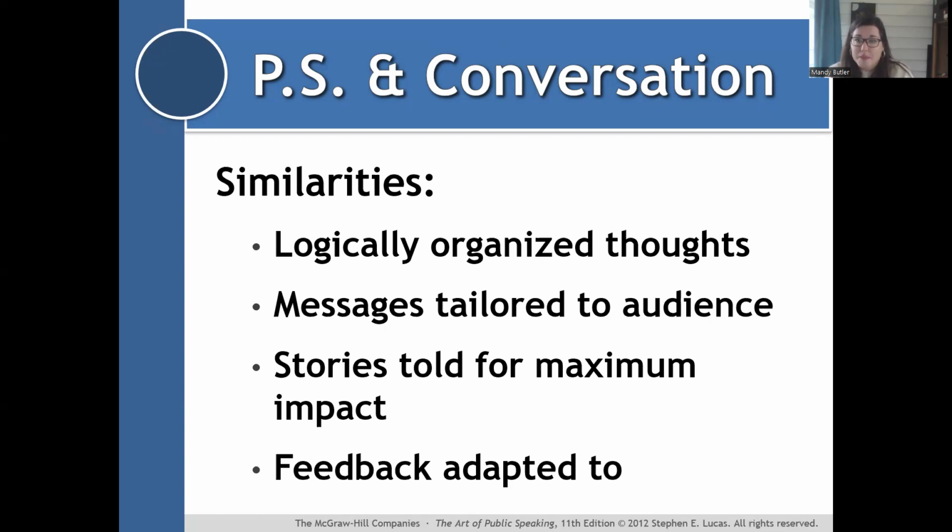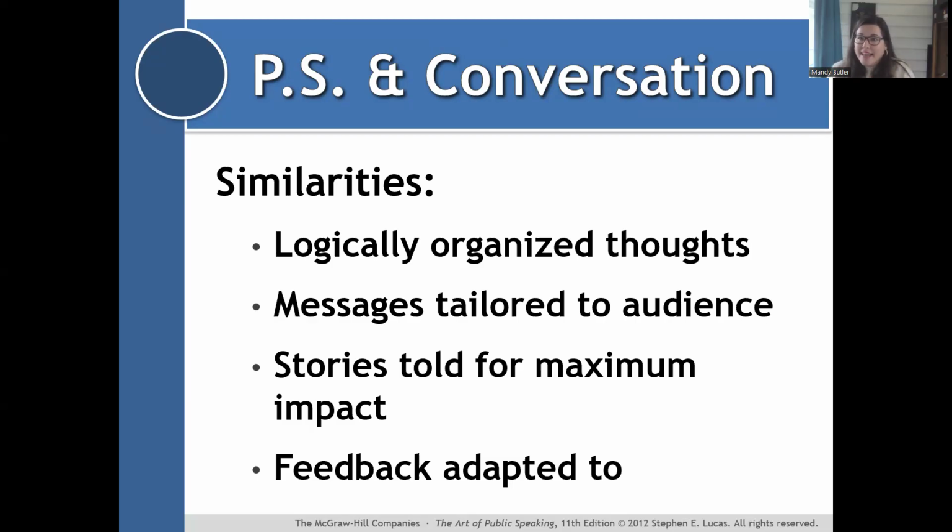So how are public speaking, that's what PS stands for, and conversations similar? Here are some of the similarities. You've got logically organized thoughts, ideally. Your messages, again, ideally should be tailored to your audience, because we've all felt the difference between being talked at and being talked to, or even better, being talked with. And we don't want our audience to feel like they're being talked at.